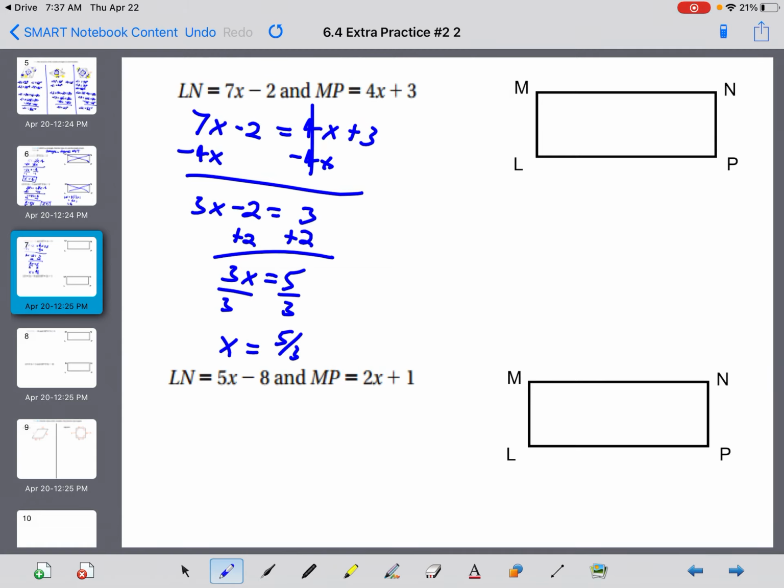Just double checking my answer here. 4 times 1 plus 3. Okay, yep, so x equals 5/3, and we could stop there for that one. I don't want you to solve with the fraction in there.